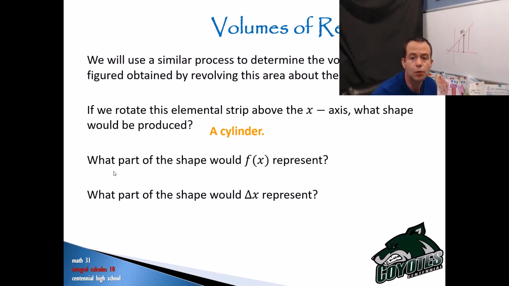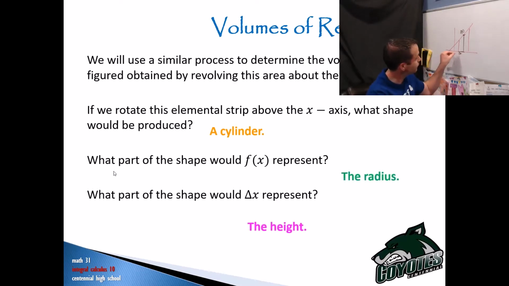Then what would the increment of x be? Well, remember the increment of x was found down here. It was this distance here, right? Okay, so the radius, and then each of those increments would actually end up being the height of the cylinder that I'm trying to find the volume of. Okay?